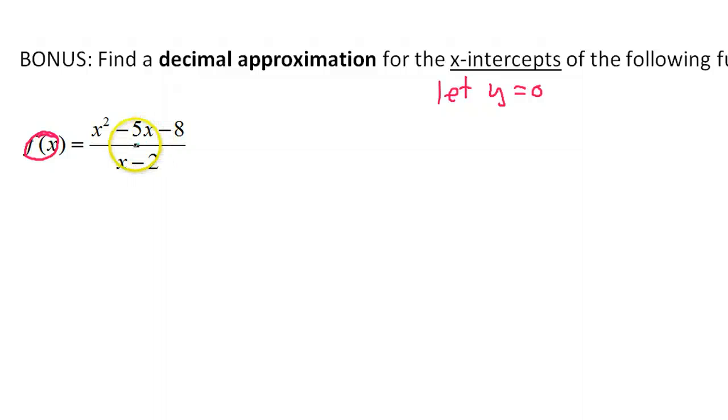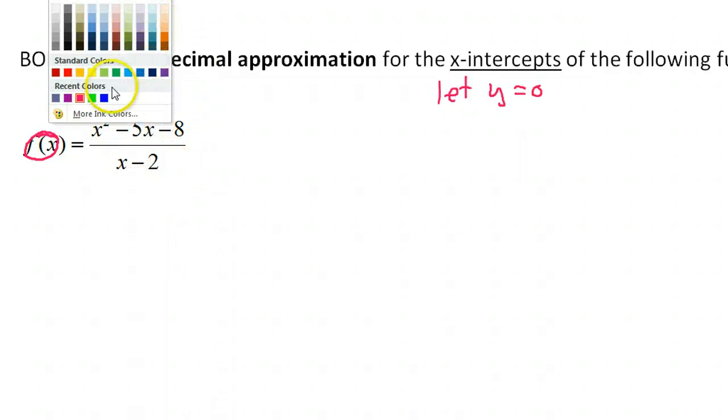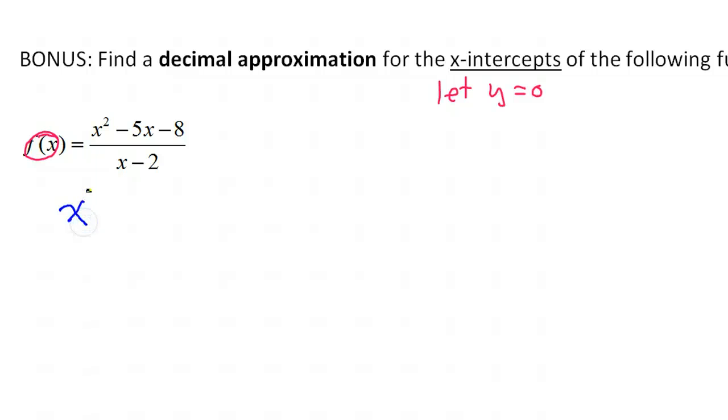But guess what? The denominator can't be 0. So the only way the function is going to equal 0 is if the numerator equals 0. So it's like we're setting x squared minus 5x minus 8 equal to 0, and we're solving this. Normally we would factor this, but 8 is like 2 times 4, 1 times 8. I'm not going to get a 5. This is unfactorable. That's why they're saying decimal approximation. So we have to solve this some other way.